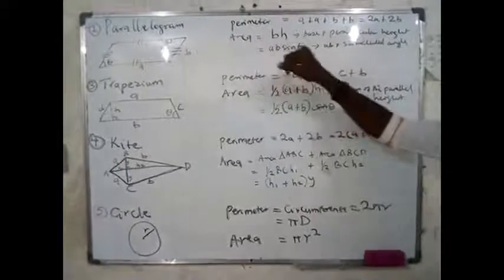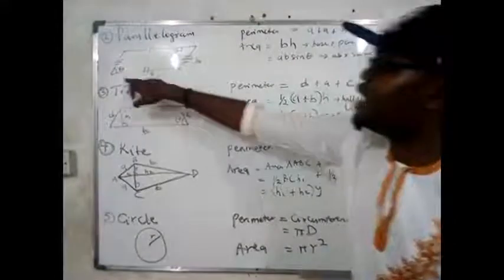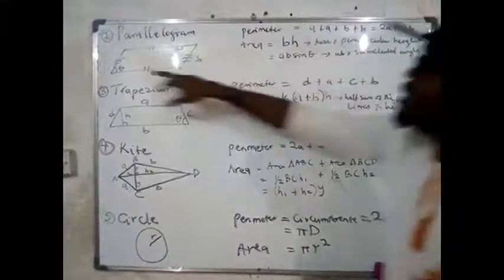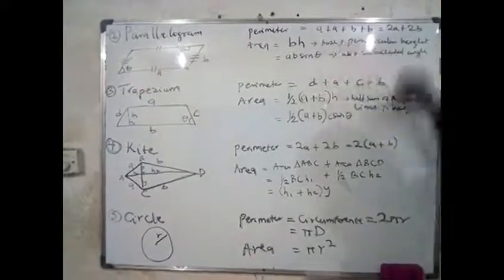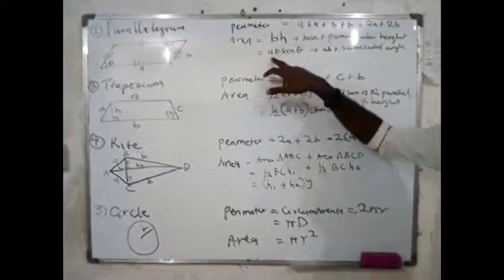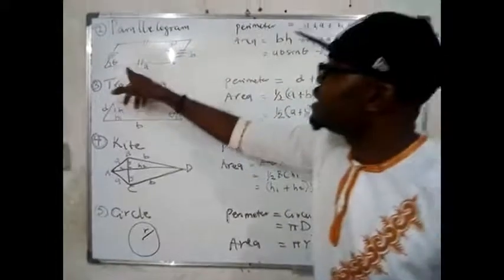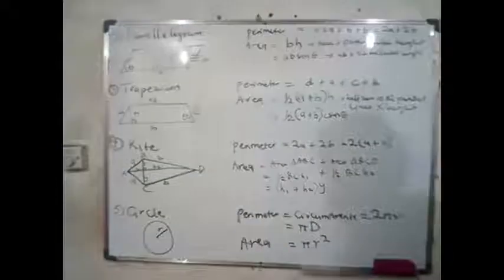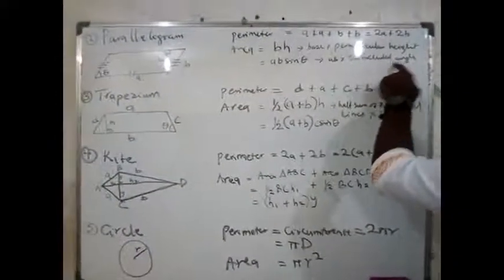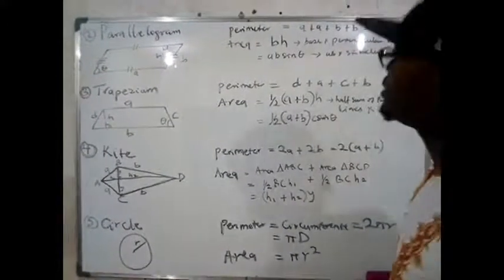Now what is the area? The area is simply the base times the perpendicular height. What is the base here? The base is A. You understand? The base times the perpendicular height, that is what the area is. Then you can also find it by saying the two sides, AB sine the included angle theta. So you have AB times sine of the included angle theta. Exactly. So that's another way of solving it.